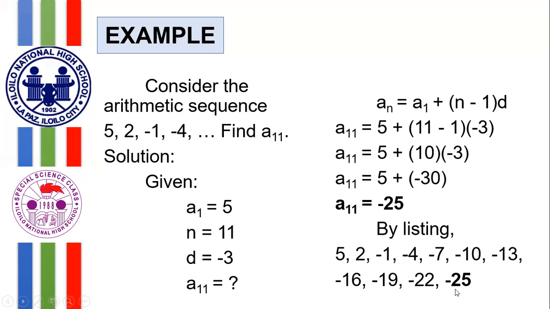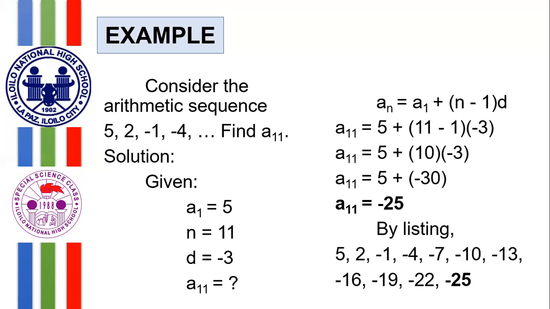So you could see, either using the explicit form of an arithmetic sequence or by listing, you still arrive at the same correct answer. The answers here are consistent, so this is telling us that we have the correct answer for our 11th term.